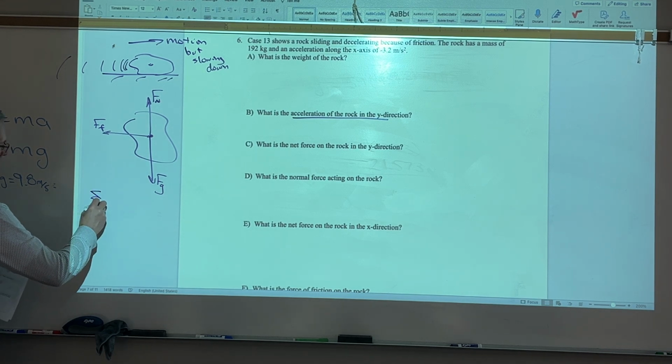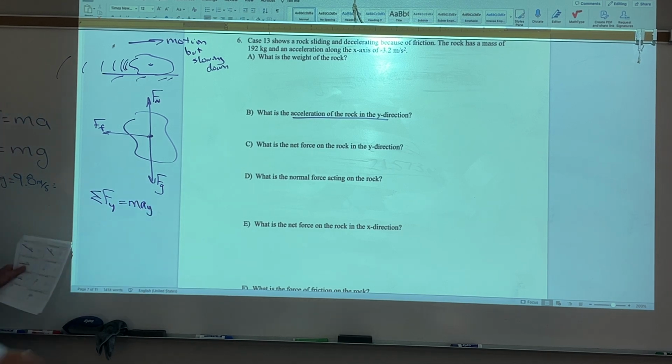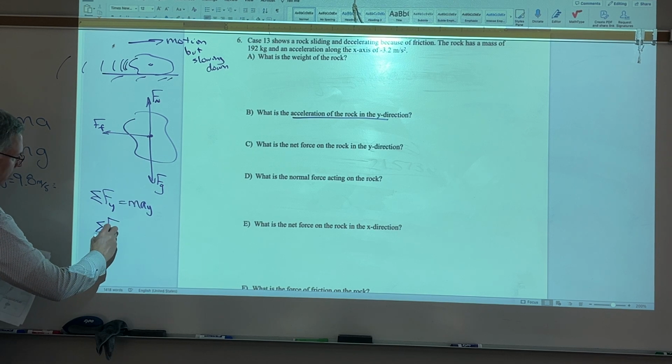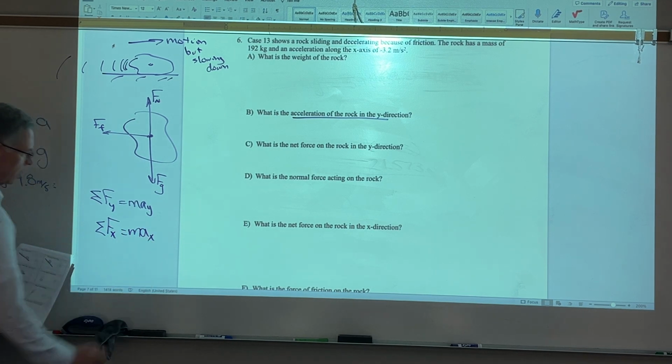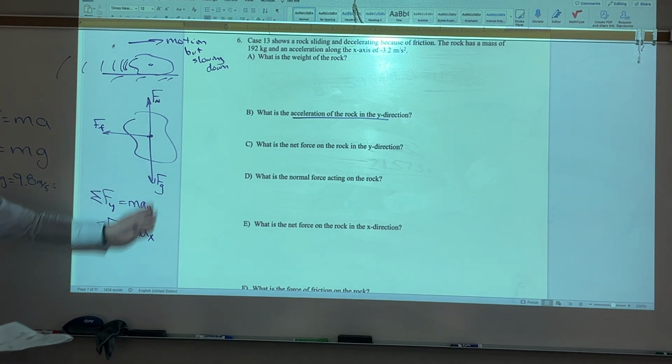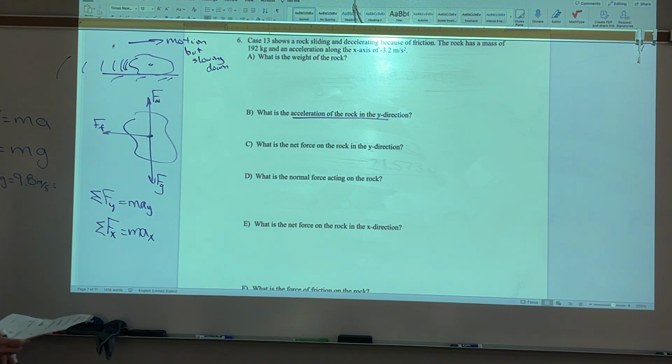We're going to do sum of the forces in the y direction equals mass times acceleration in the y direction, and net force in the x direction equals mass times acceleration in the x direction. We're going to do both because we have forces in both dimensions. Okay? So that's kind of where we're going with this.